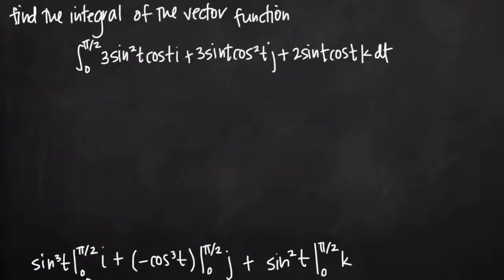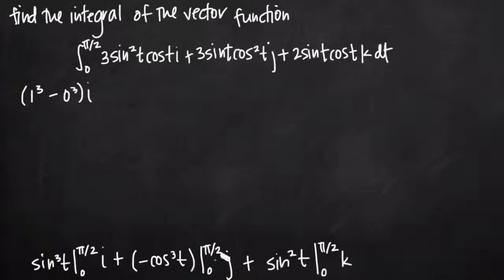Now we start to evaluate on our interval or our limits of integration. So here for sine cubed of t, plugging in pi over 2 for t, we'll get sine of pi over 2. Sine of pi over 2 is equal to 1. Then we cube it because we have sine cubed of t. So essentially we get here 1 cubed. Then we want to subtract whatever we get when we plug in 0. Well, sine of 0 is just 0, so we'll get 0 cubed, and that's it. Then we multiply by i.